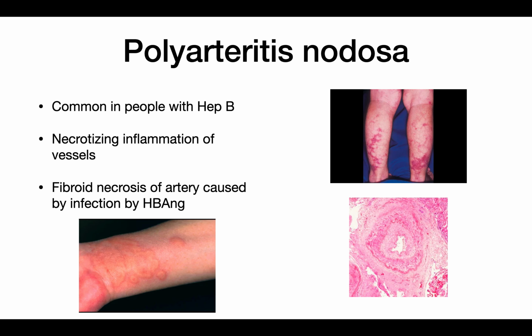Polyarteritis nodosa is going to be common in patients already infected with hepatitis B, and it's a necrotizing inflammation of the vessels. Here, the fibrinoid necrosis of the arteries is caused by HBsAg and HBeAg. Look how thick the walls are, right?